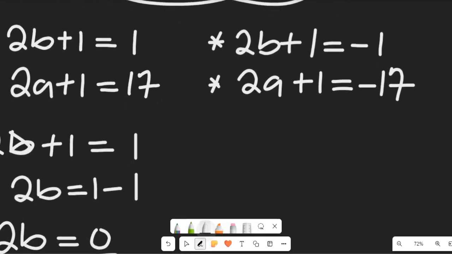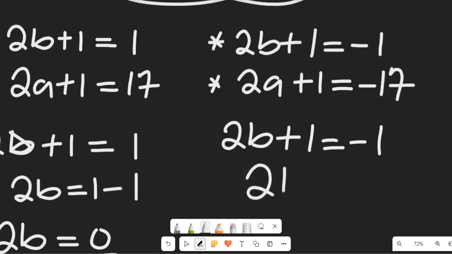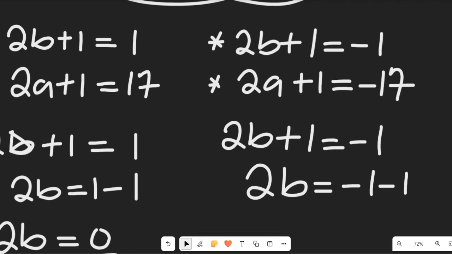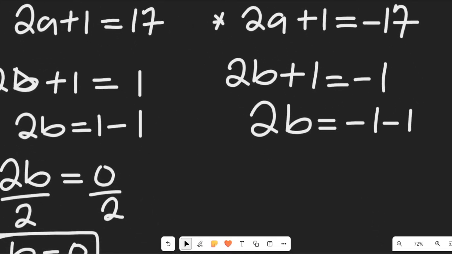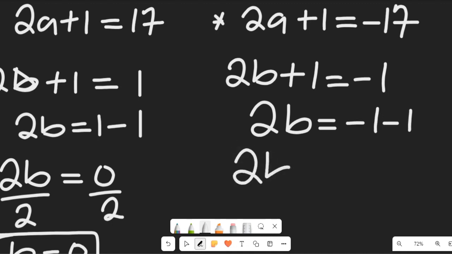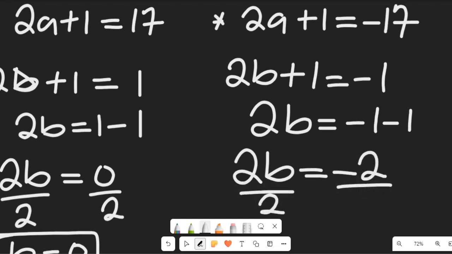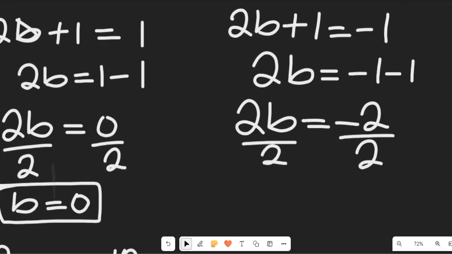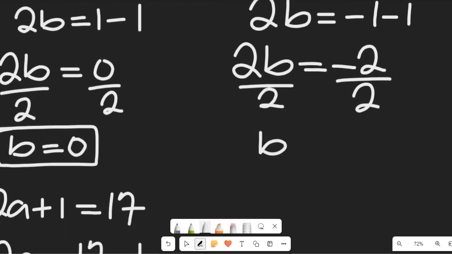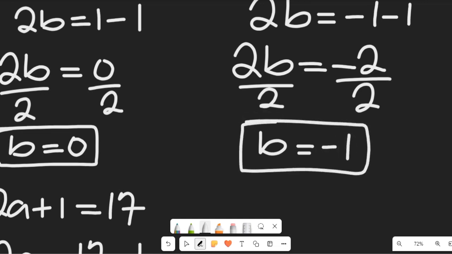From this expression, given 2b plus 1 equal to negative 1, our 2b will be equal to negative 1 minus 1, right? If this comes this way, then we are going to have our 2b to be equal to negative 2. We divide both sides by 2, then the value of our b will be equal to minus 1. So b is equal to minus 1.